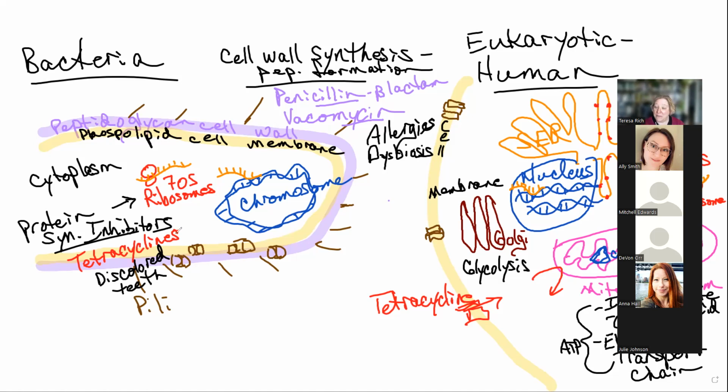But relatively few side effects. Now, next time we meet, when we talk about antifungals and antiprotozoal drugs, we have more side effects because they're more closely related to us. It's harder to find unique targets.